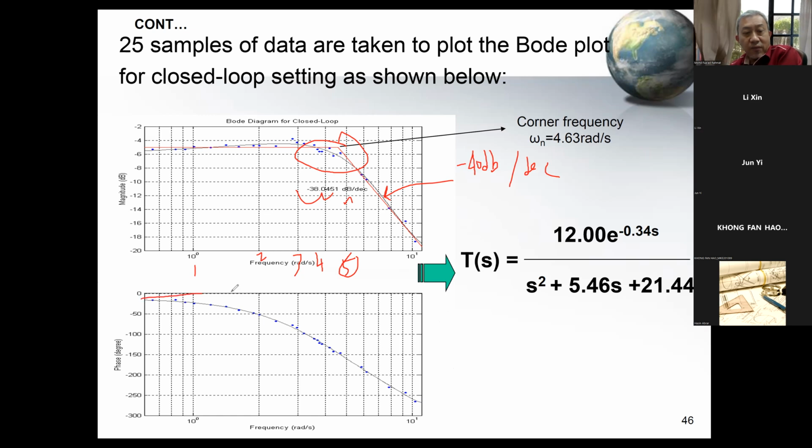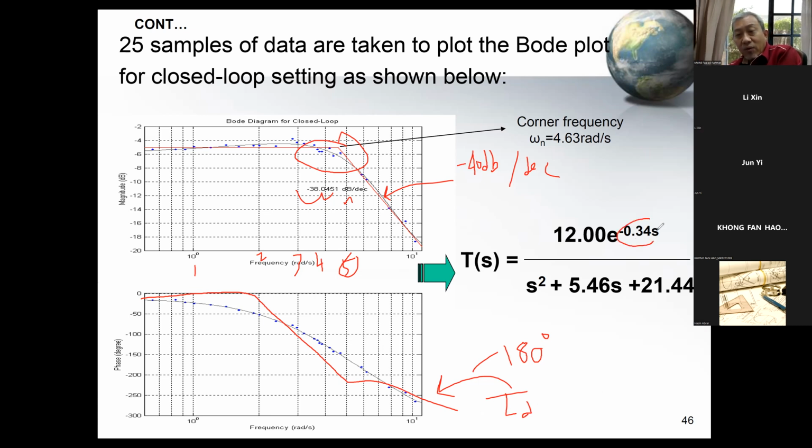And of course you can see that from the phase, it is not settled at the final value of minus 180 degrees. Why? Because we have a time delay. So when you have a time delay in your model, which is a 0.34 seconds time delay, the phase is not settled at minus 180, but it goes down and down, below minus 180 degrees.